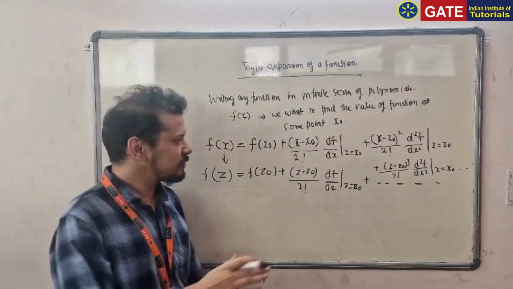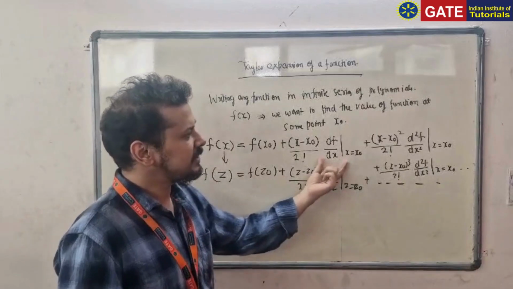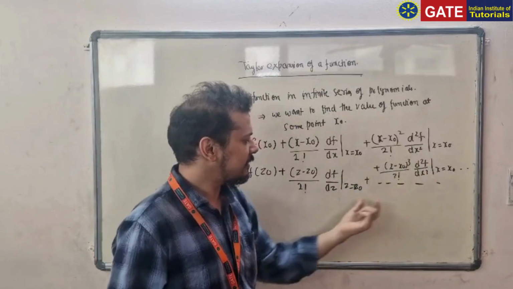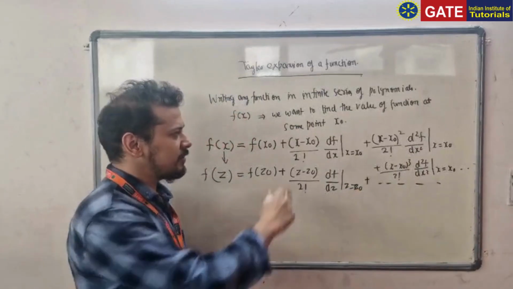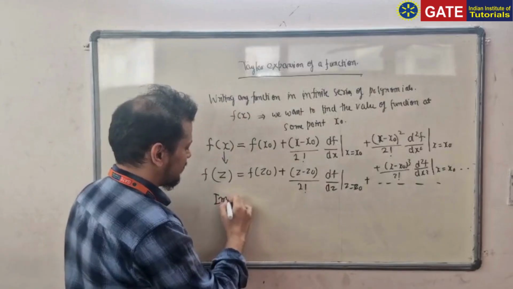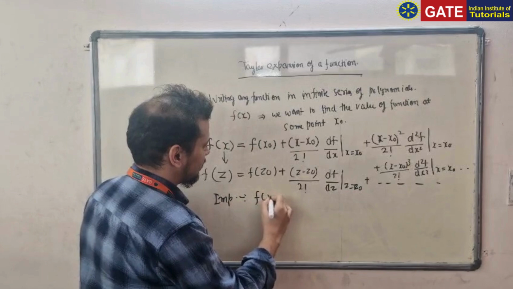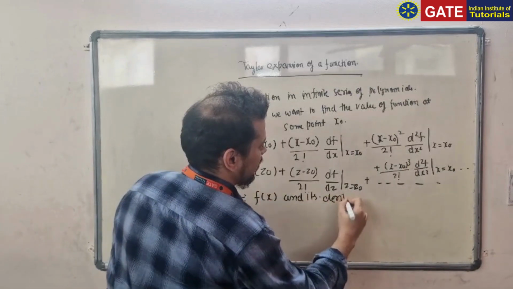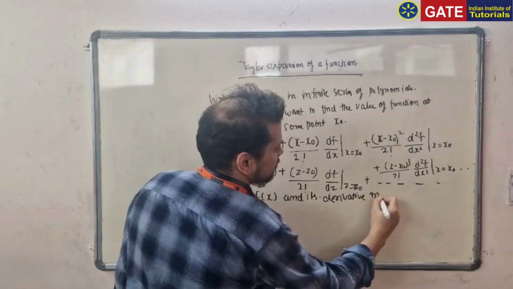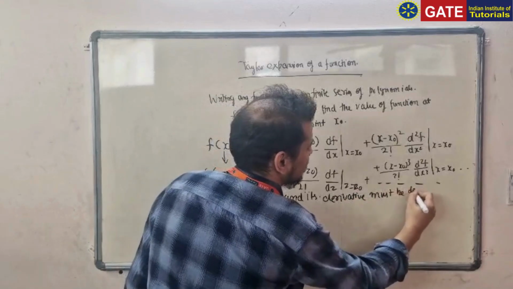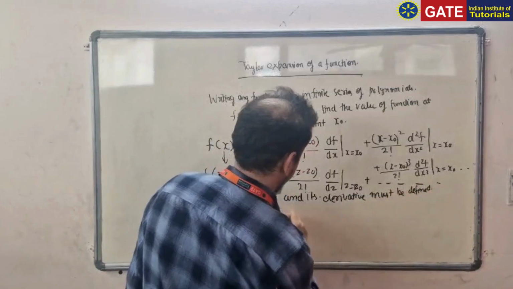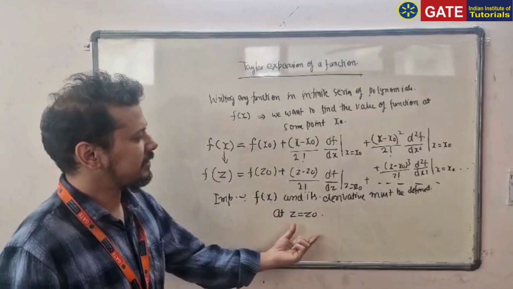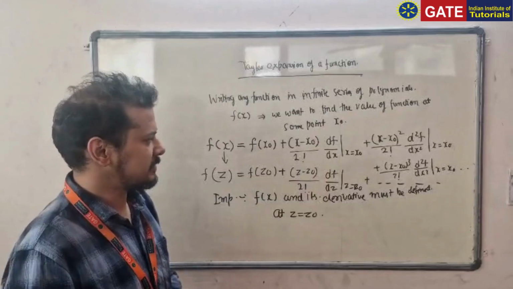The one important point we should mention is that we have to take the derivative of the function. If the derivative of the function is not defined, then the double derivative is also not defined, triple derivative is also not defined, the fourth order derivative is also not defined. So the important point is f of z and its derivatives must be defined at z equals z naught. If the value is not defined at z equals z naught, then you cannot do the Taylor expansion of the function.